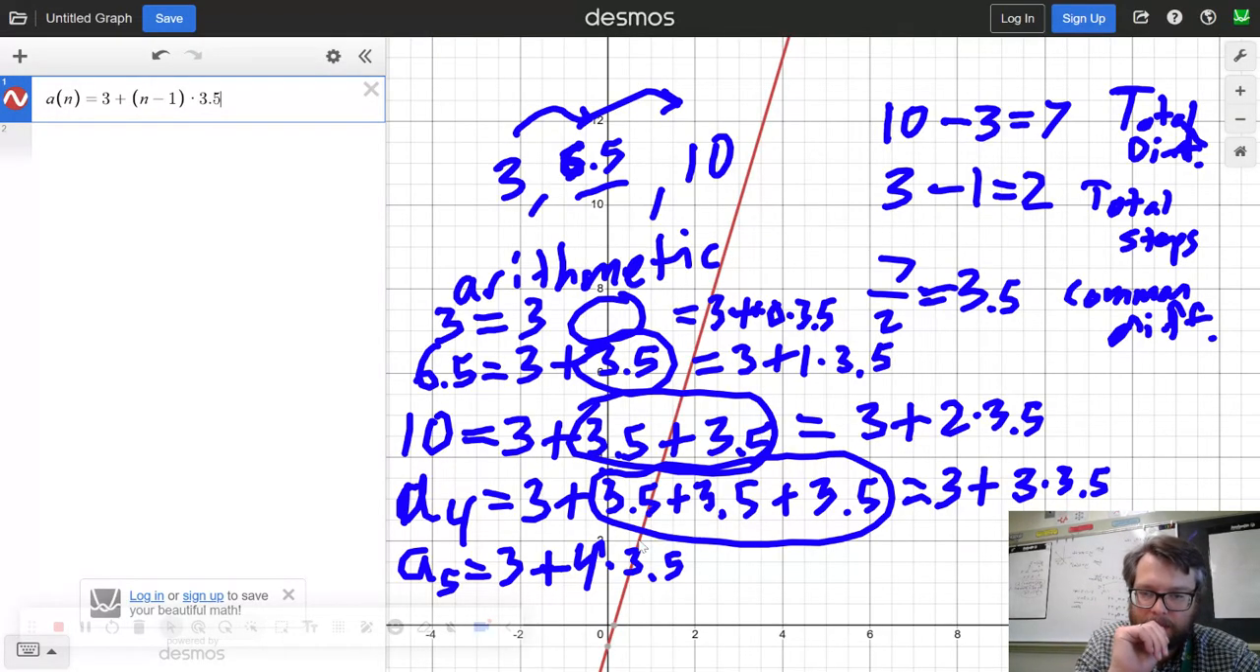And you can see that this pattern goes through the point 1 comma 3, goes up through 2 comma 6.5, goes up through 3 comma 10, and continues going on and on and on. So that's one example of finding an explicit equation to an arithmetic sequence.